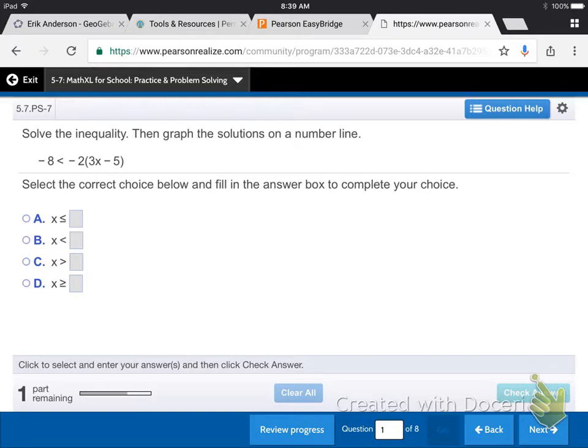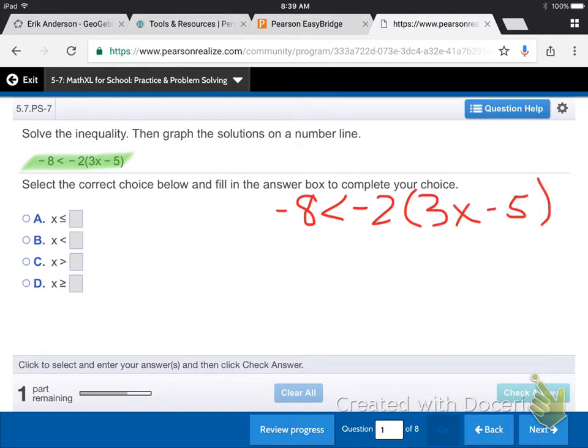It says solve the inequality, then graph the solutions. And here's the inequality. So our first step, you'll notice right here, the negative 2 is being multiplied by 3x minus 5. So I'm going to write the inequality down, and then we're going to solve it right here. Negative 8 is less than negative 2 times 3x minus 5. Okay, so we're going to distribute. So we're going to take the negative 2, we're going to multiply it by 3x, that little arrow means multiply, and times negative 5.